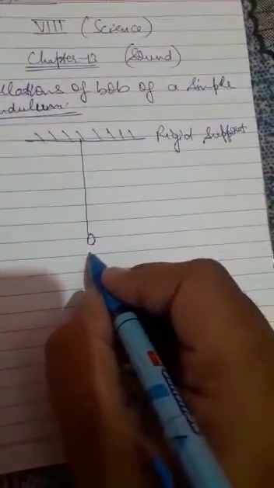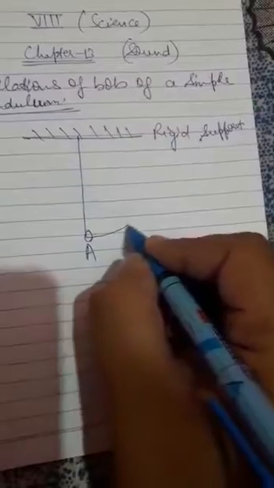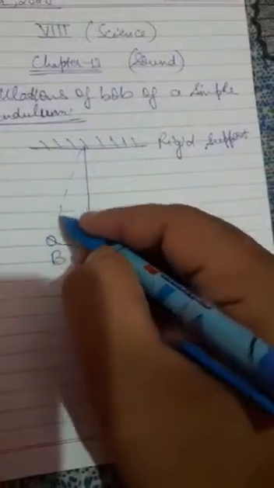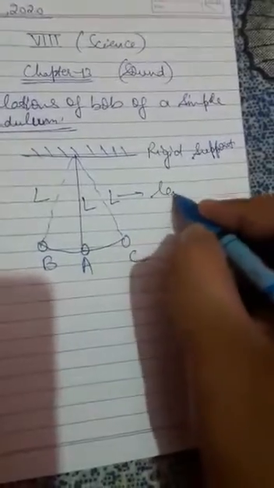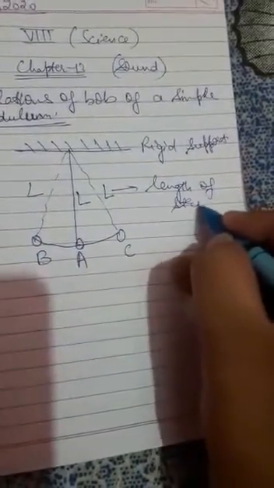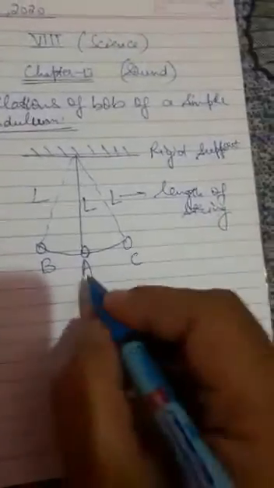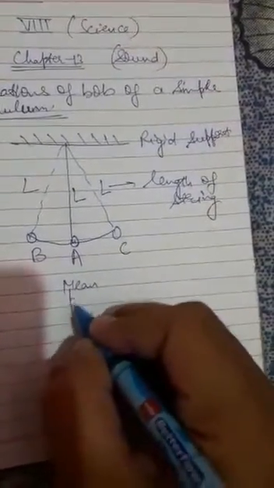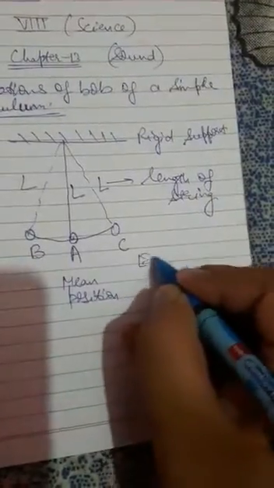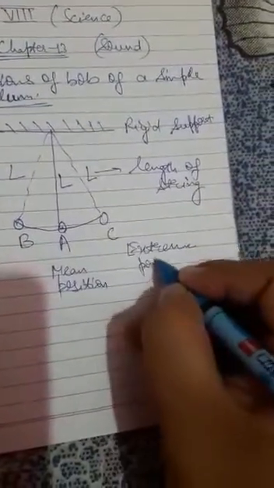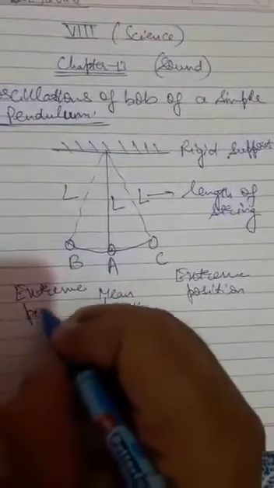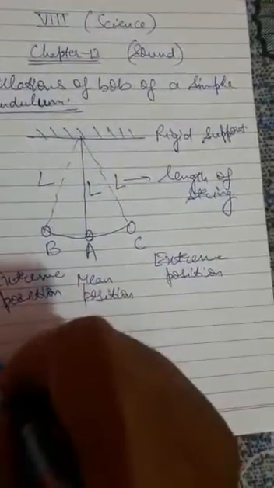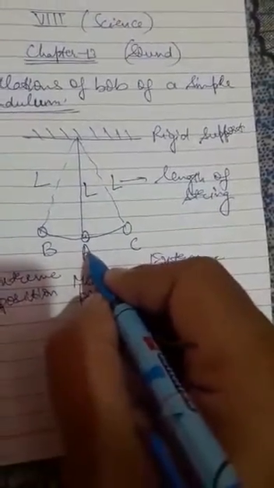This position is known as A, this position is C, this position is B, this is the L. What is capital L? Capital L is the length of the string, that is the wire, and this A is known as the mean position. The central position is called the mean position, and these two are known as extreme positions.